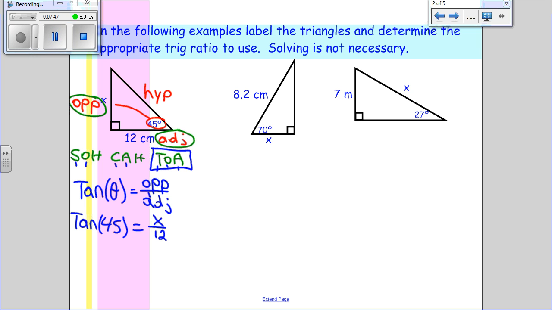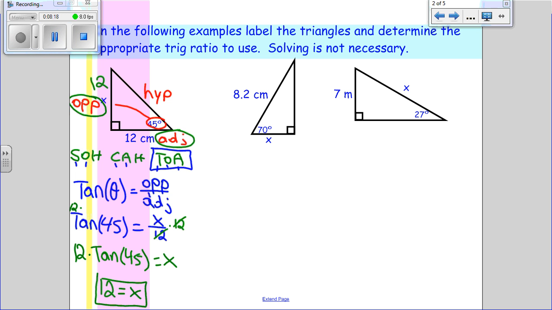To get x by itself, we multiply both sides by 12. So 12 times tan of 45 equals x. We punch that in our calculator, so we go tan 45 times 12, and we get that 12 equals x. So that missing side length was 12 long.